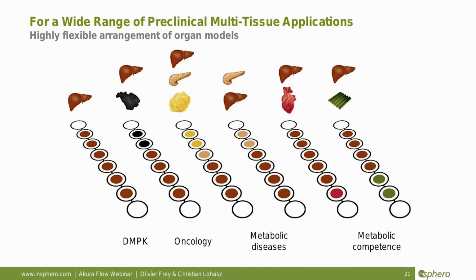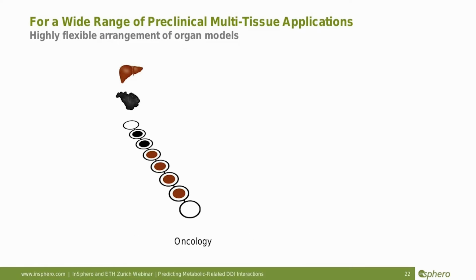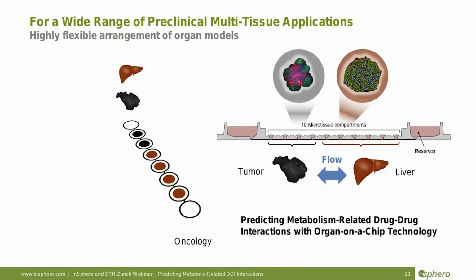And this is a case study that ETH conducted in the past years, and we will focus on it in the next slide. What they did is they combined tumor and liver, and they used this model to predict metabolism-related drug-drug interaction with this Akura flow technology. So this is now the time to hand over to Christian Lohasz, who will guide you through this case study.